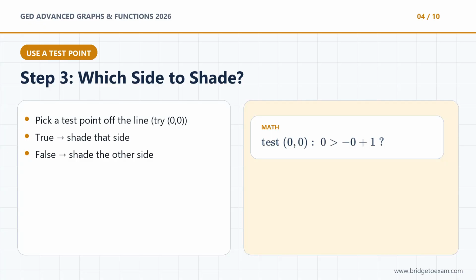Now choose the side to shade. The safest method is a test point. Pick an easy point that is not on the line, usually the origin, (0, 0). Put it into the inequality. If it makes the inequality true, shade the side that contains it. If it makes it false, shade the other side.